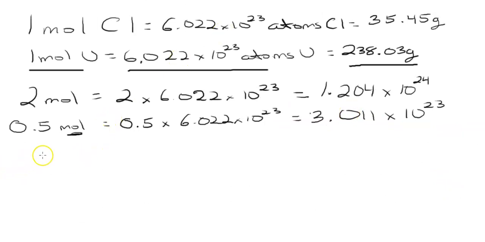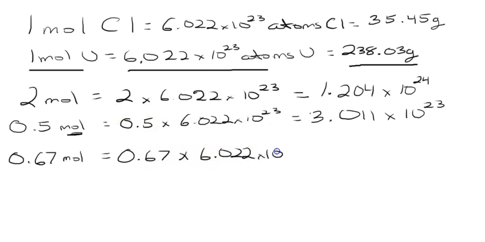You're not always going to work with such nice numbers. Maybe you need 0.67 moles of some substance, right? So 0.67 moles would be 0.67 times 6.022 times 10 to the 23rd, in which case you would get 4.035 times 10 to the 23rd.